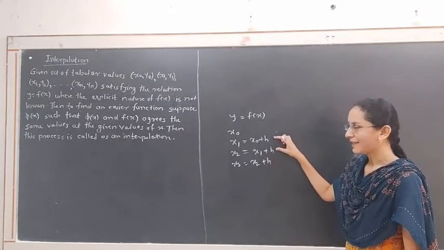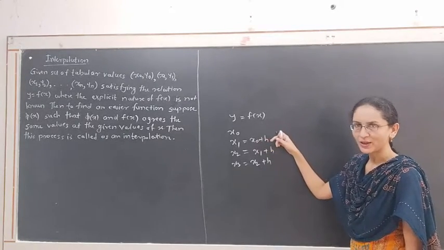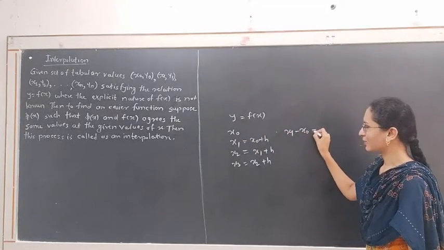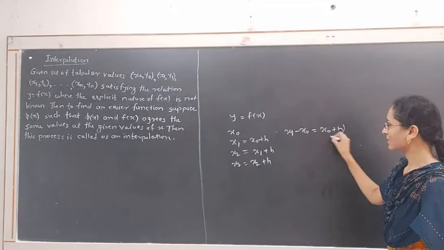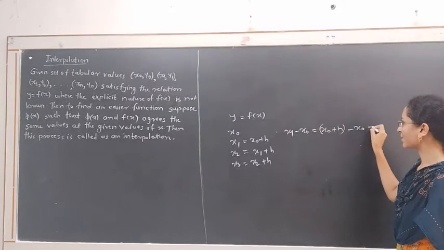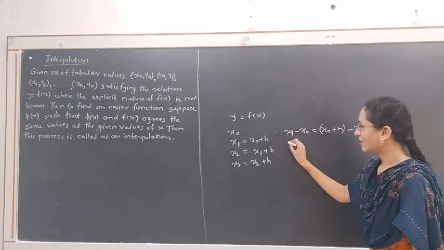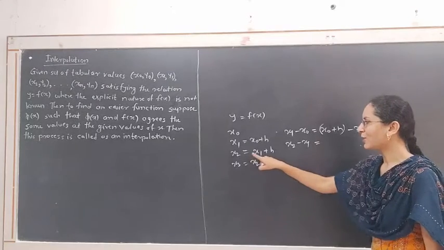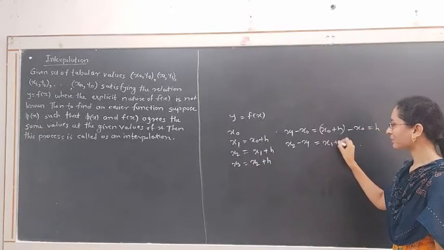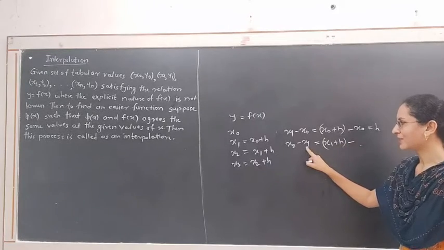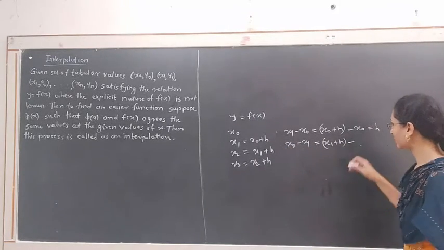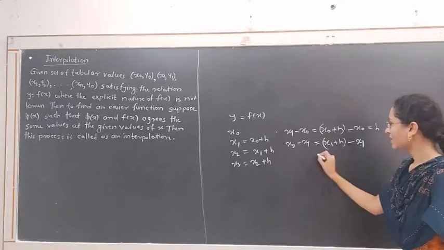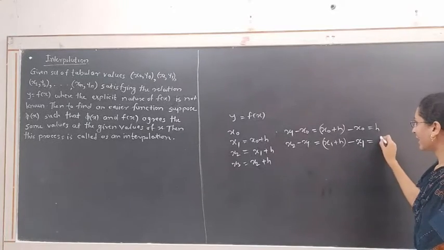See, the difference between any two consecutive values of x, the difference between x1 and x0, x1 minus x0, is equal to x0 plus h minus x0. This is the value of x1 minus x0. This is equal to h. Next we find the difference between x2 and x1. x2 minus x1 is equal to, the value of x2 is x1 plus h, minus x1, which is equal to h.